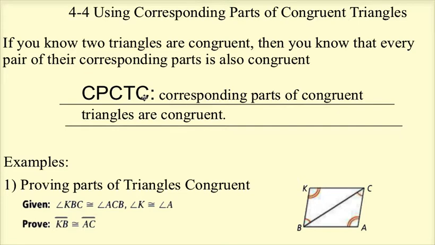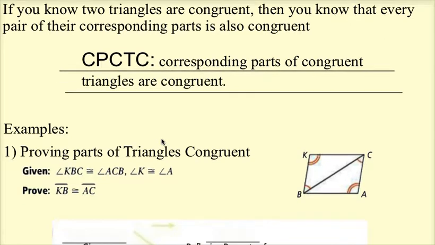So what's going to happen in a proof is you're not going to be asked to prove the triangles are congruent. You're going to be asked to prove the corresponding parts are congruent. So first we'll prove the triangles are congruent, and then we're just going to add on one extra step and say that those corresponding parts are congruent, and the reason is going to be CPCTC. Corresponding parts of congruent triangles are congruent.